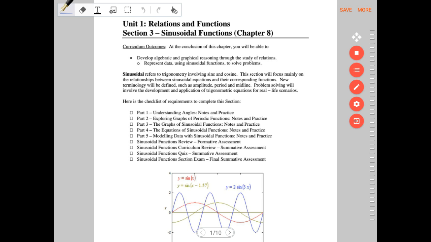Understanding angles, and again, each part will have notes and practice. Exploring graphs of periodic functions, graphs of sinusoidal functions, the equations of a sinusoidal function, and modeling data with sinusoidal functions.